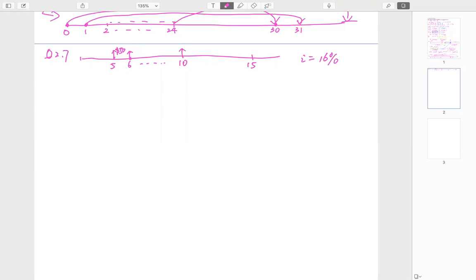First of all, you need to count how many payments we have from 5 to 10. This is a small number, so you can easily count. The number is 6. So n is 6. The question asks us to use annuity due, but of course, you don't have to. You can think of it as an annuity immediate if you want. So that means this is the payment running from 5 to 10.